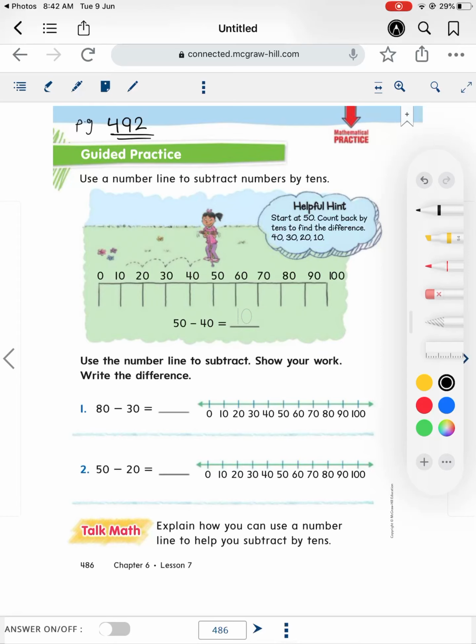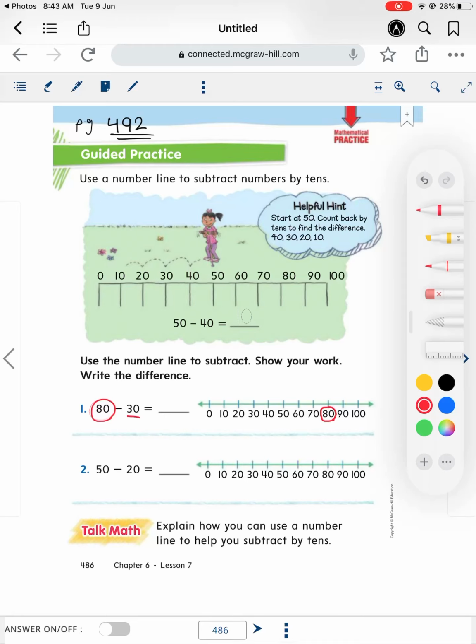I have different numbers in my book. Let's get started. Use the number line to subtract, show your work, write the difference. First thing we should do, we should put a circle around 80, the first number. We put a circle around the first number, and then we put a circle on the number line also.